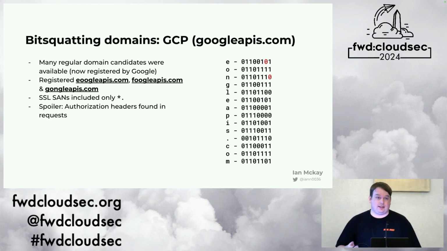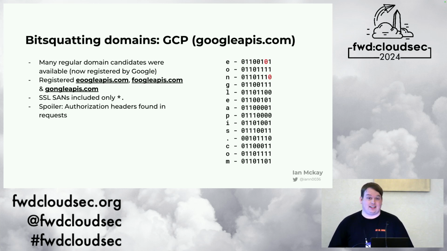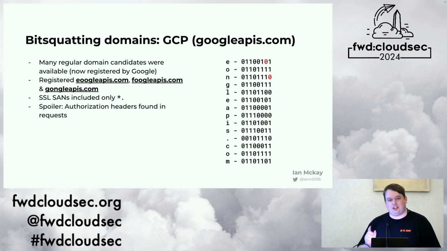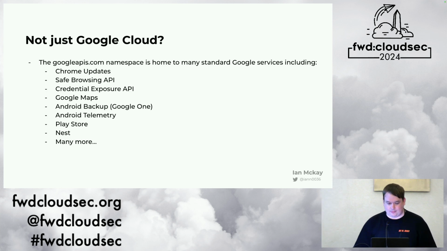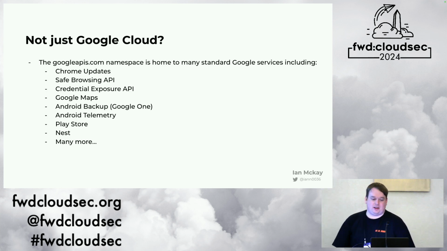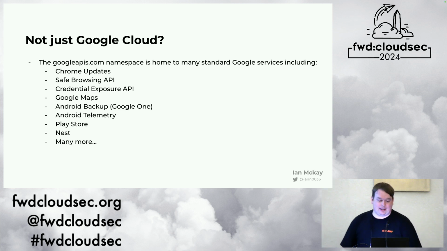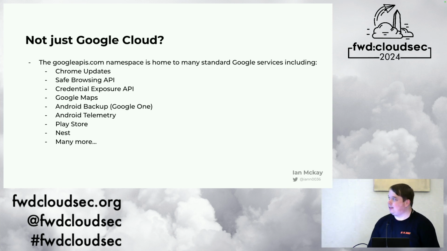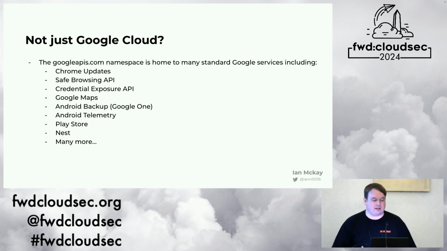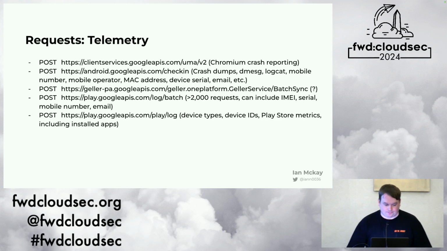The SSL SANs only included star.whatever the domain was. And this time I found a lot of authorization headers in these requests, but not just for Google Cloud products. The googleapis.com namespace is home to many of the standard Google services, including Safe Browsing API, Google Maps, Android Backup, Play Store, Nest, etc. Let me go through some of the requests that are received for these specific services.